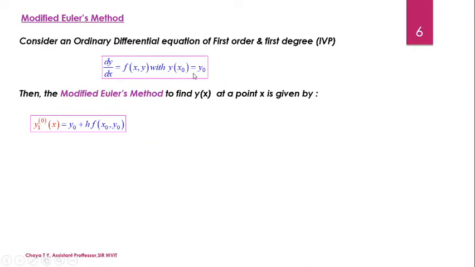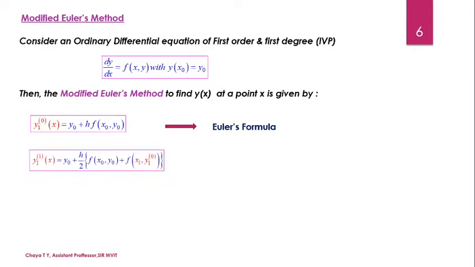Here y naught is the initial condition, h is the step length, and the function f of x y is considered with the values of x as x naught and y as y naught. We call this Euler's formula. When I find the solution of a differential equation of first order and first degree using Euler's formula, we are going to get an approximate solution. So we need to obtain the modification of the same, for which we are going to consider the next formula.